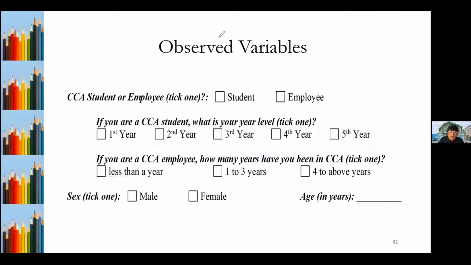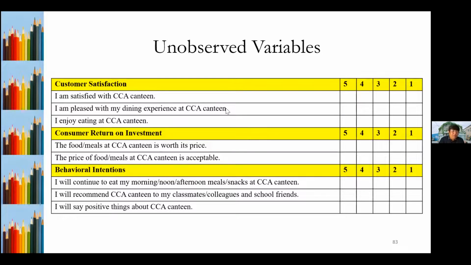Next, we also have what we call unobserved variables. These are variables that cannot be directly measured. So for example, gusto natin malaman yung level ng customer satisfaction. Let's say meron kang 3 items, adapted ito, measured siya using 5-point Likert scale. Another is consumer return on investment, meron kang 2 items. Then behavioral intentions, meron kang 3 items. So these are examples of unobserved variables. Para maging quantifiable sila, gumagamit tayo ng scale para ma-measure natin sila ng tama.